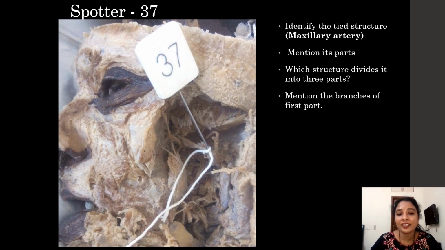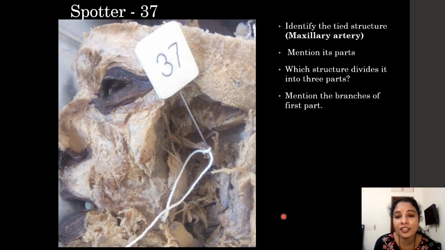Here is the maxillary artery. We can see here the horizontally running artery in the infratemporal fossa is the maxillary artery, and here it is actually related to the lateral pterygoid. Lateral pterygoid divides this artery into first, second and third parts. So here is the maxillary artery. We know it has three parts, and the structure that divides it into three parts is the lateral pterygoid.